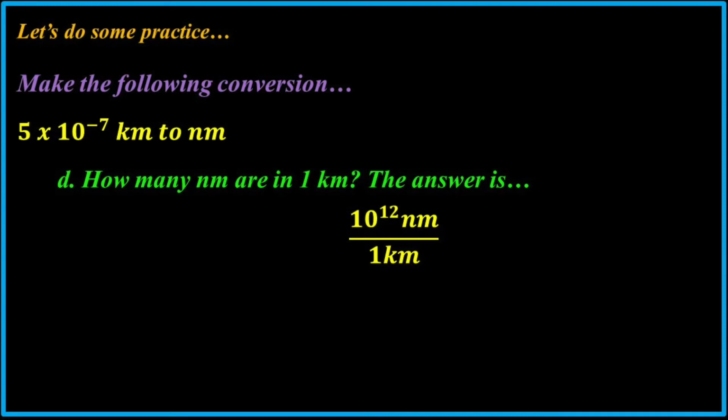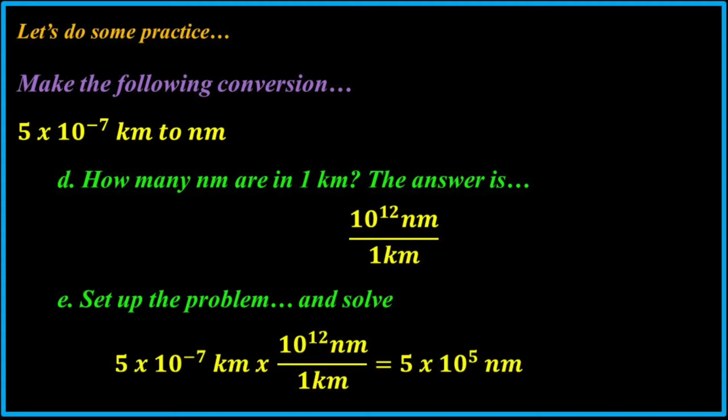That ratio is called a conversion factor. It's a factor of 1. The numerator is equal to the denominator, so when that happens, it's a factor of 1. And if I multiply that times 5 times 10 to the -7th kilometers, I don't change the value, but I do get a different looking answer. You have 5 times 10 to the -7th times 10 to the 12th. You're adding the exponents. -7 plus a +12 is going to be a +5. So the answer is 5 times 10 to the 5th nanometers.